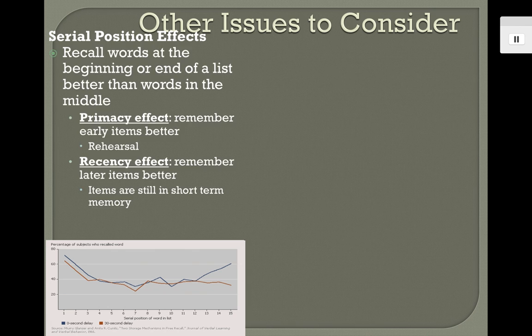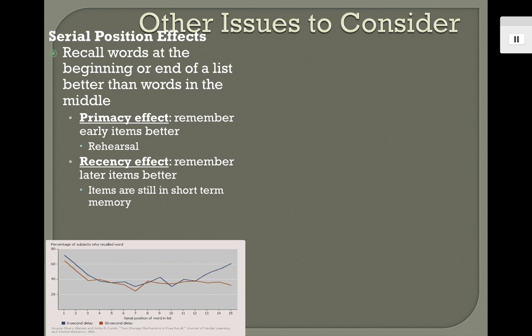And what does the serial position effect predict? That the recall of words at the beginning or the end of a list are going to be recalled better than the words in the middle. So here we're going to end up having what are called the primacy and the recency effects. The primacy effect is associated with remembering information that occurs very, very early on in the list. The recency effect is remembering later items better. So in other words, we're going to remember information that occurred at the end of the list pretty well also. So the information that we learn at the beginning and the information that we learn at the end is going to be what we learn the best and what we recall the best.